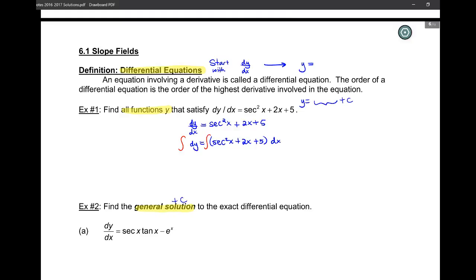Now the next part is going to look like what we've been working with. So I'm going to do the right side first. We're going to have the integral of secant squared, that's tangent of x, plus 2x squared over 2, or just x squared. And we have plus 5x, and then we're going to have plus c since there are no bounds.